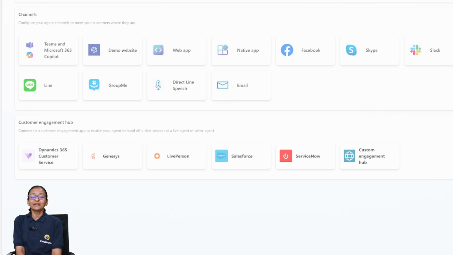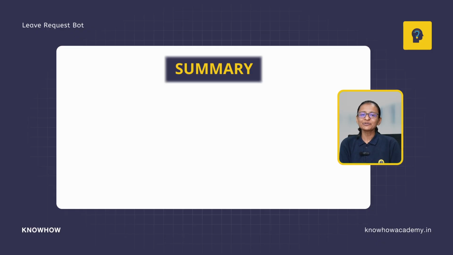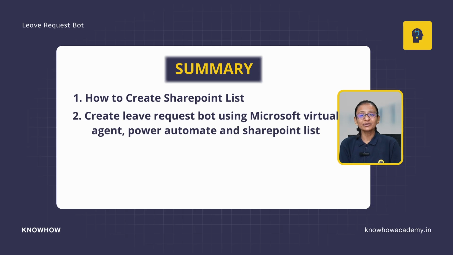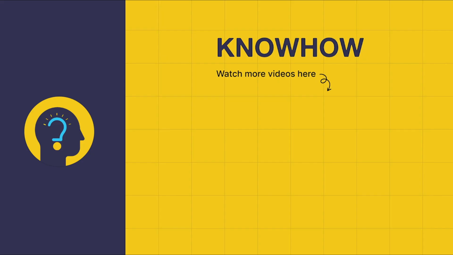So before ending this video, let me tell you what you have learned from this video. You have learned how to create a leave request bot without writing a single line of code in Microsoft Copilot Studio. First, you have learned how to create a SharePoint list which will store the leave request details. Second, you have learned how to create a Microsoft Power Virtual Agent using Copilot Studio. Third, you learned how to integrate a Microsoft Power Automate flow with the Power Virtual Agent. And fourth, you learned how to integrate your agent into Teams. So I hope you understand.